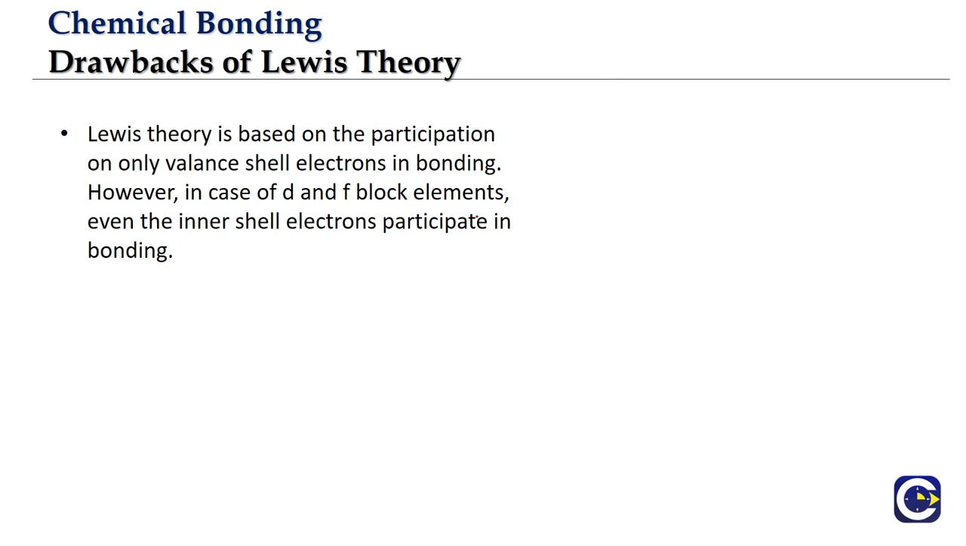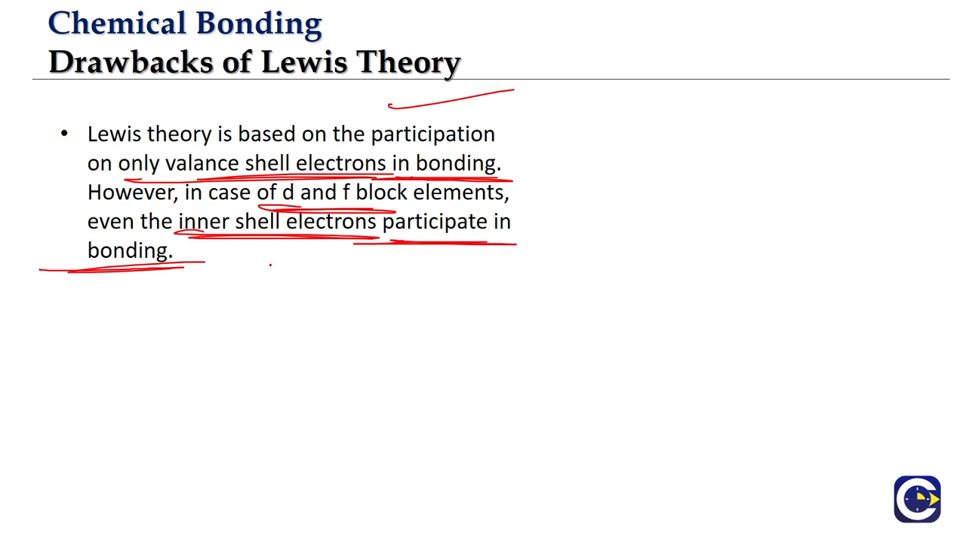Not just that, when we look at the Lewis theory, we keep on saying that the valence shell electrons will be participating in the bonding, so that in the valence shell the element will be able to reach the octet. But when we look at some of the elements in the d block and f block, they would not only be able to engage the valence shell electrons, but they will also be able to engage some of the electrons in the inner shell.